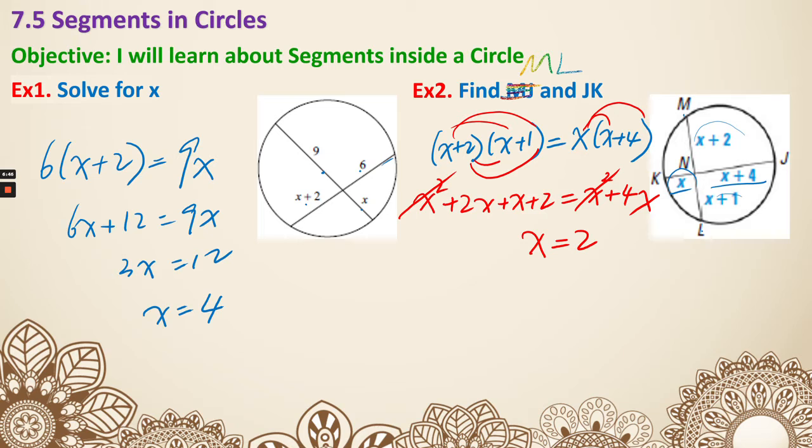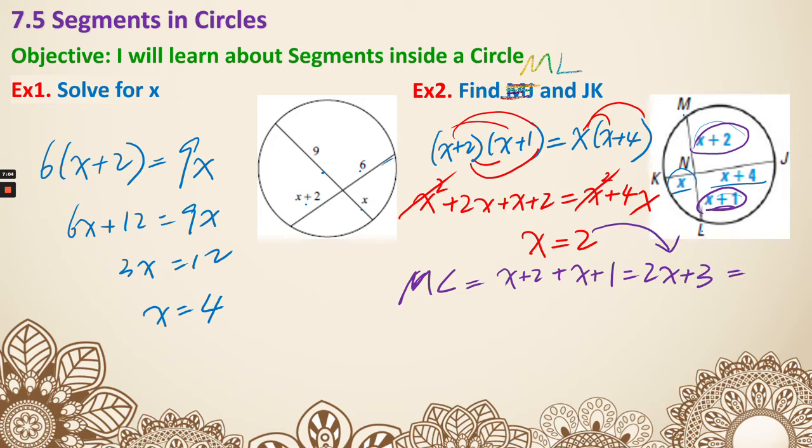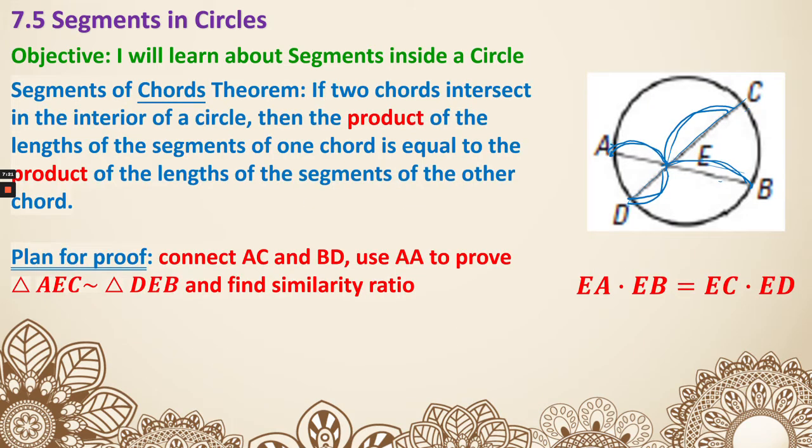However, we're not fully done. This question is actually asking to calculate ML and JK. ML, if you look at it, it's x plus 2 with an extra part x plus 1. So x plus 2 plus x plus 1, which is 2x plus 3. Plug in the 2, that's going to give us 7. Then we're going to do the same thing with JK. So it's x plus x plus 4, which is 2x plus 4. After plugging in, that's going to give us an 8. That's example 2. Now let's go back and have a look at how we can prove this theorem.